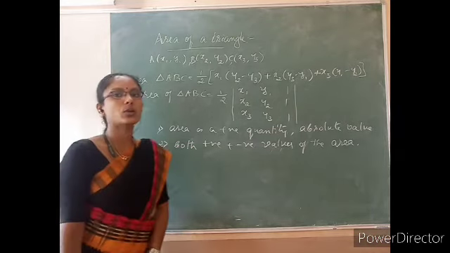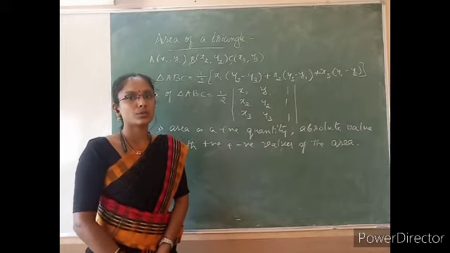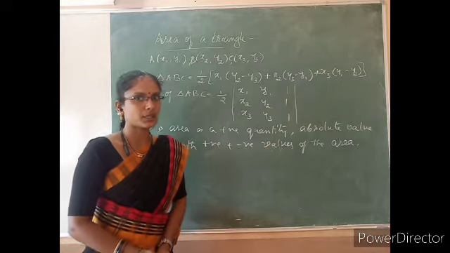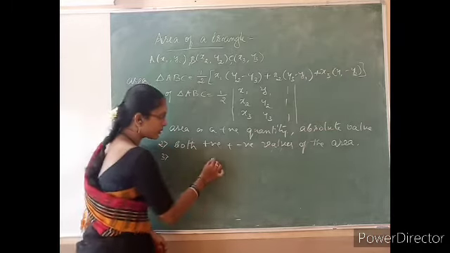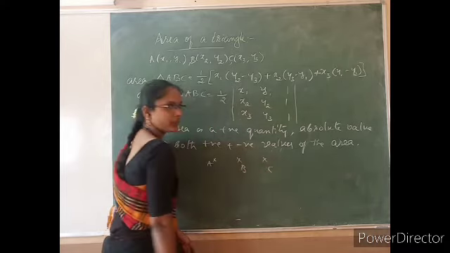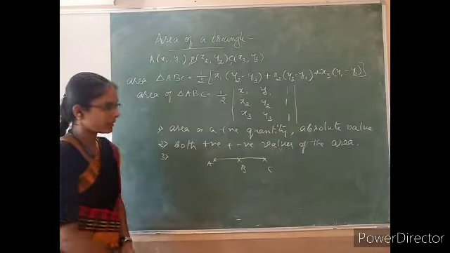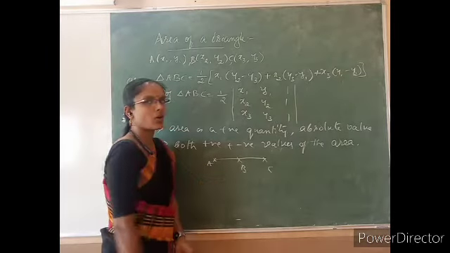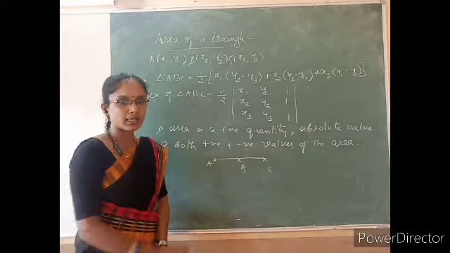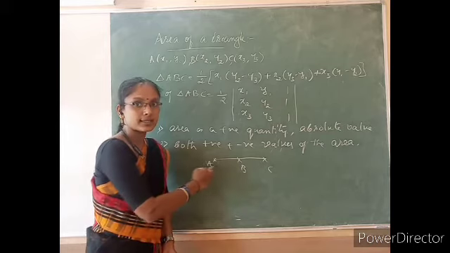What do we mean by collinear here? Three points are collinear. You know, in class 11, we studied collinearity in the straight line chapter, isn't it? So this is the point A, this is the point B, and point C. We say that these three points are collinear. That means three points lie on the same line. If three points lie on the same line, is this a triangle? No, this is not a triangle, this is a straight line.